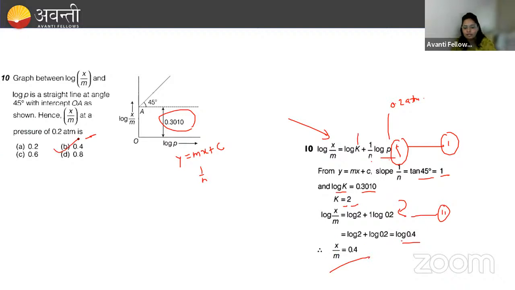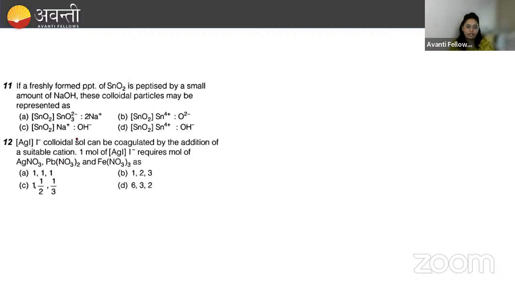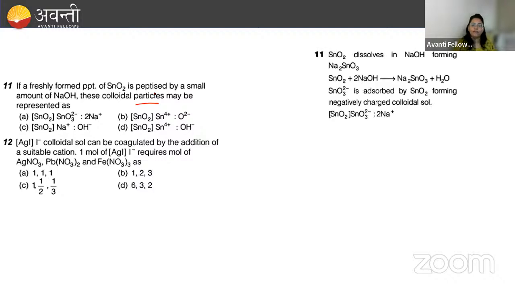Let's move on to the next problem. If a freshly form PPT of SnO2 is peptized by a small amount of NaOH. These colloidal particles may be represented as. तो यहाँ पे मैंने क्या किया, PPT कौन सी फॉर्म होगी SnO2 की जो मिल रही है, अगर उसके साथ हम लोगों ने NaOH ऐड किया तो कोलाइडल पार्टिकल जो फॉर्म होने वाले दैट विल बी हैविंग विच टाइप ऑफ नेचर.